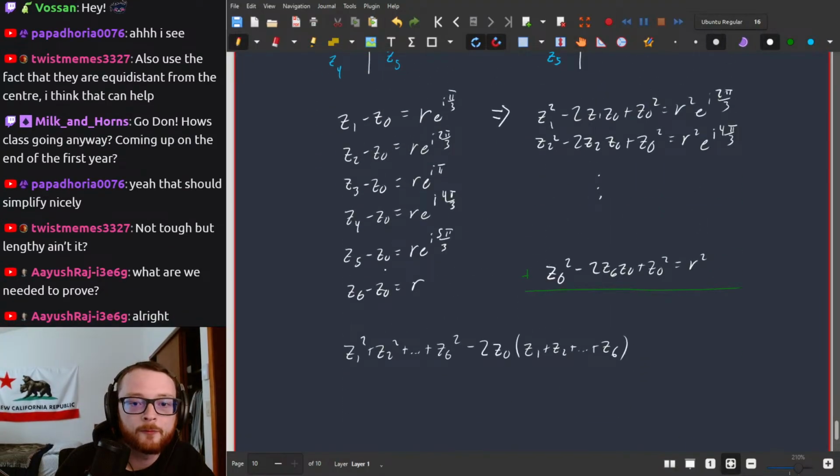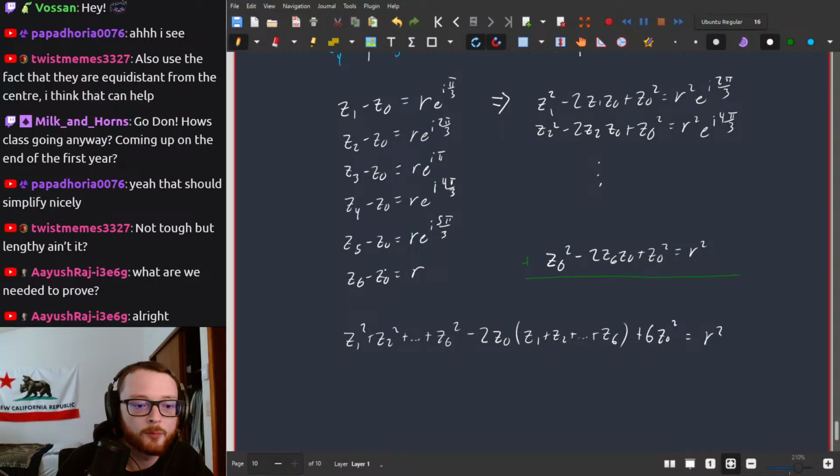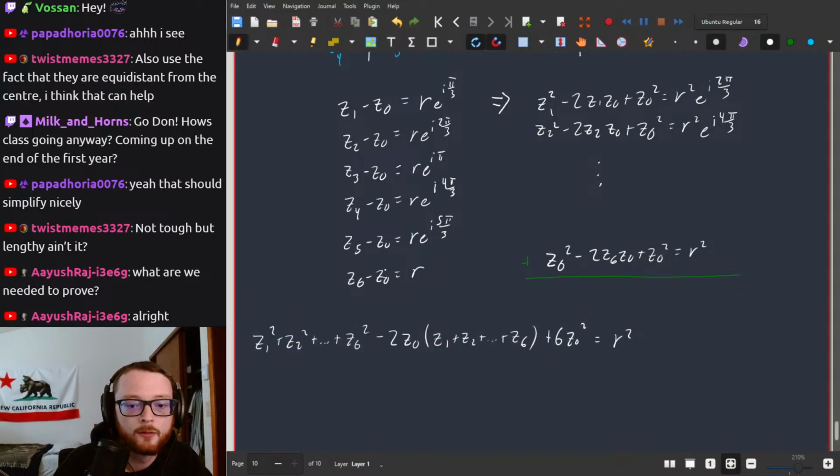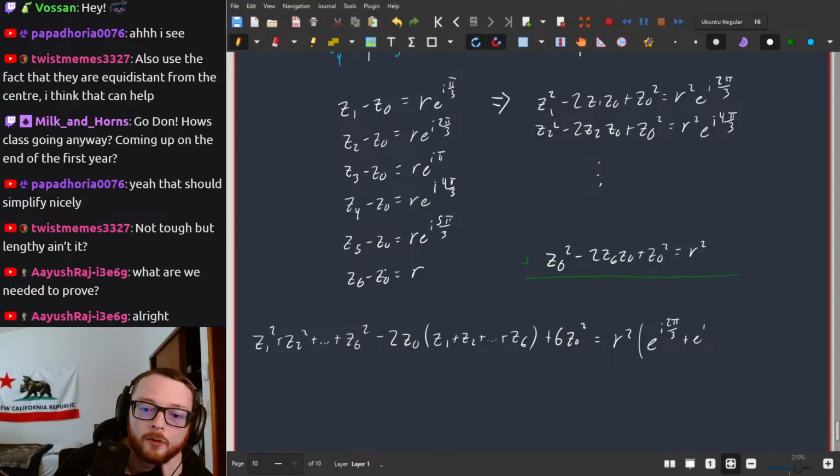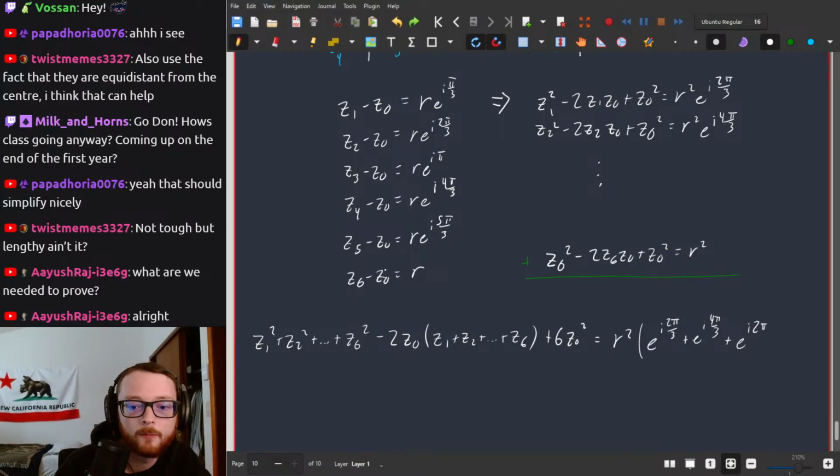And then from this column, we're going to get 6 z naught squared. Now what happens here? So you have to write it out, probably. Factor the r squared out. We're hoping for cancellations with this. Two pi from squaring that angle.